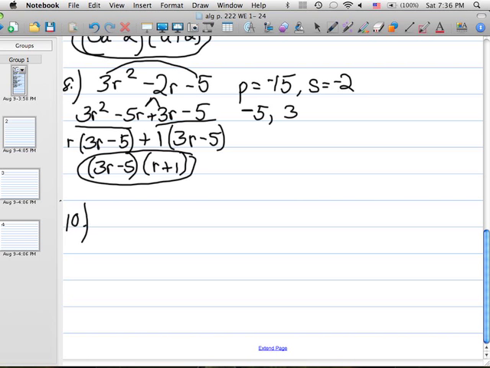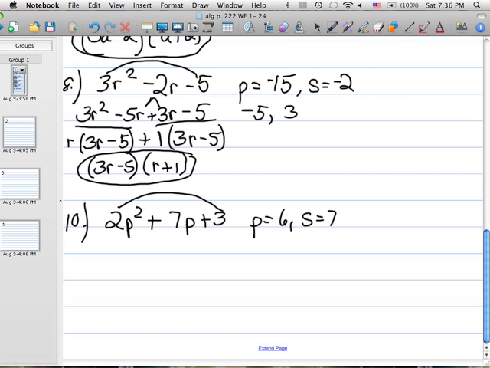Problem number 10, we have 2p squared plus 7p plus 3. Product is 2 times 3, which is 6. The sum is 7. The factors of 6 that would work would be 1 and 6. They add up to 7. Multiplied, they make 6. So split the middle.